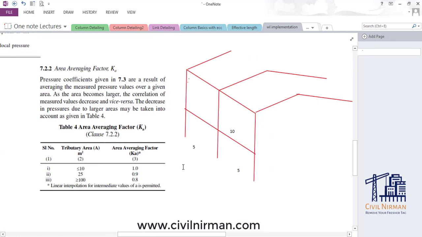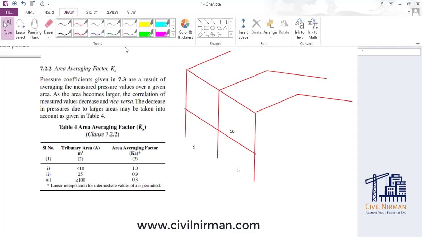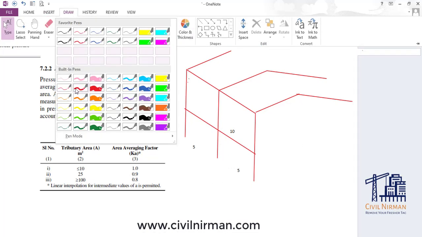To just make you understand, here I have considered a sample frame. Okay, let's say we have a truss configuration something like this, where we have a bay width of 5 meter and it has a height of 10 meter. So what will be my area? Tributary area. Tributary area means area on which our load will be distributed.